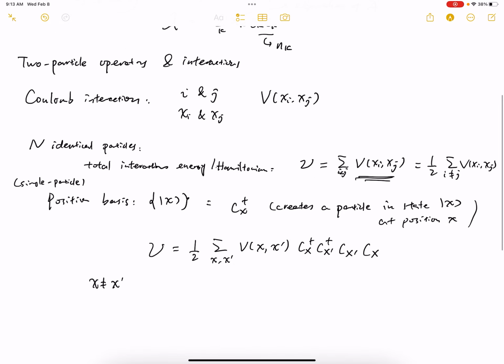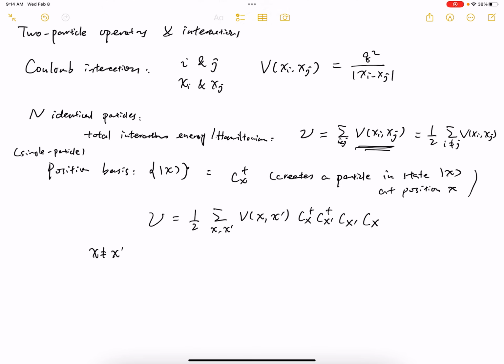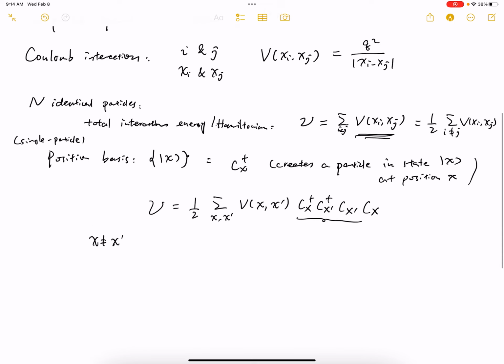For example, for the Coulomb interaction energy, we know it's equal to q squared divided by the absolute value of xi minus xj, the distance between the two. So apparently it's symmetric under the exchange of xi and xj. As long as you have that, you can put a 1/2 and sum over all i not equal to j, or you can just do i smaller than j. Either way would work. All right, so now about this part. Let's first look at the case when x is not equal to x prime.